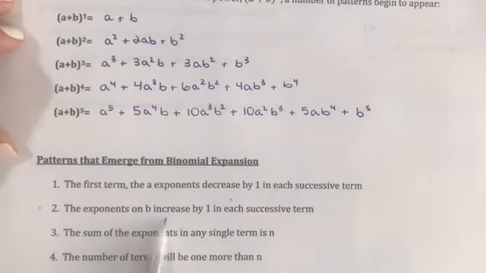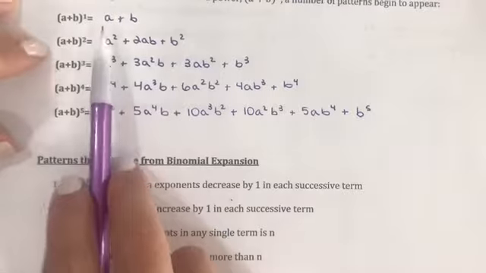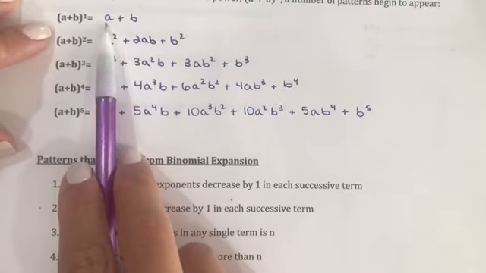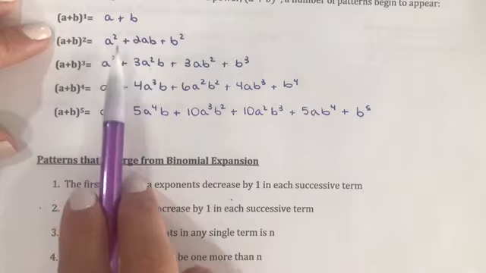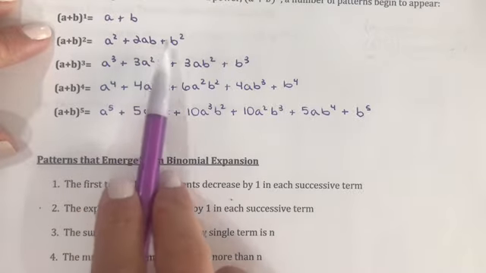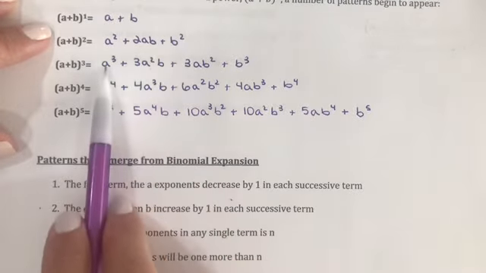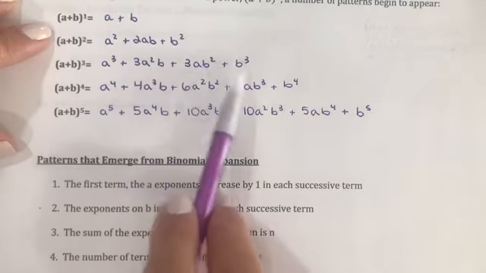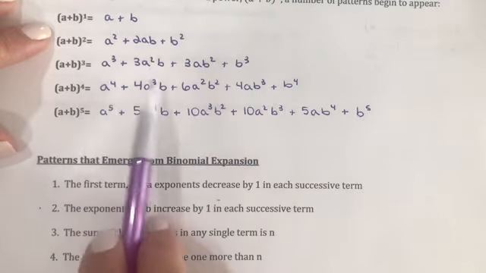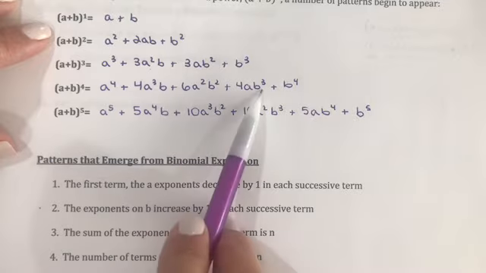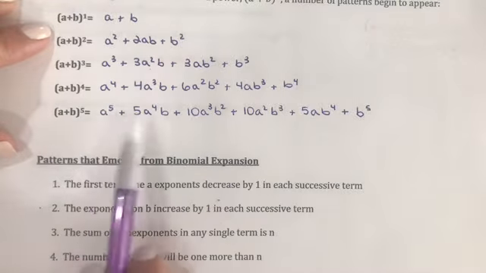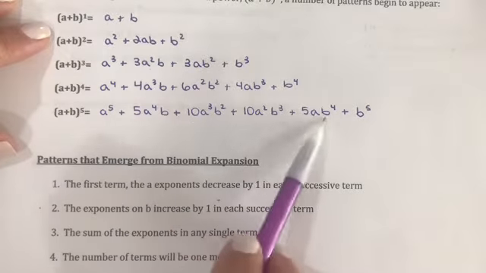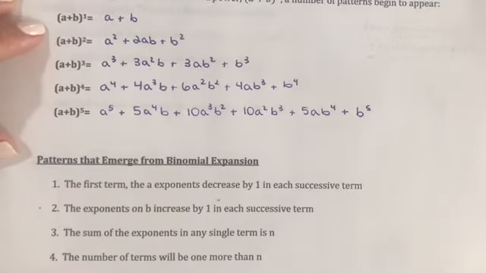Now, if you notice the b's, so I have b to the 0 here because there are no b's, and then b to the first. Okay, b to the 0, b to the first, b to the second. B to the 0, b to the first, second, third. 0, 1, 2, 3, 4. 0 b's, remember. 1, 2, 3, 4, 5. So the b's are going up, okay?